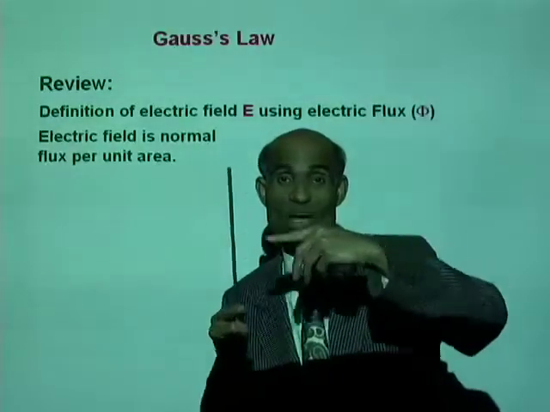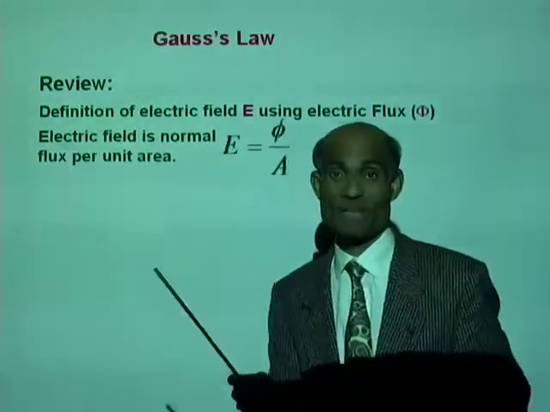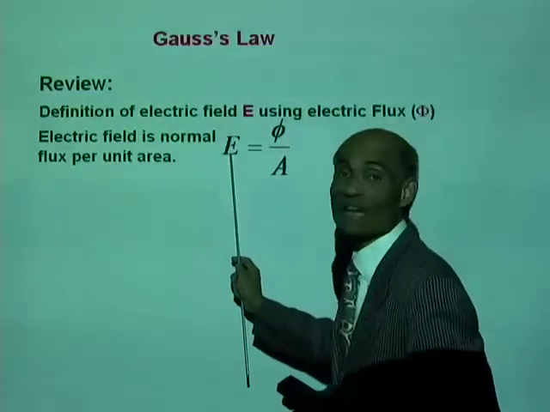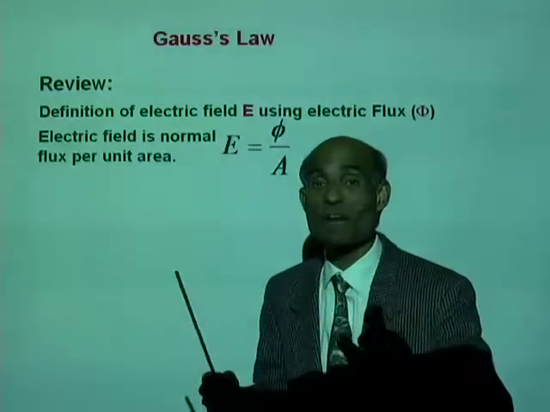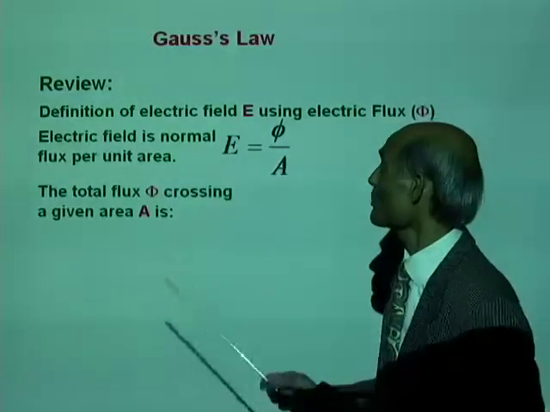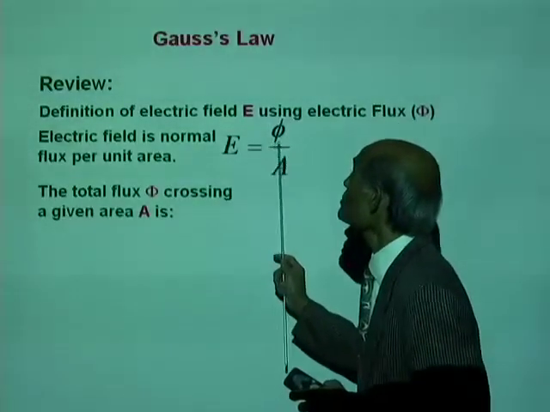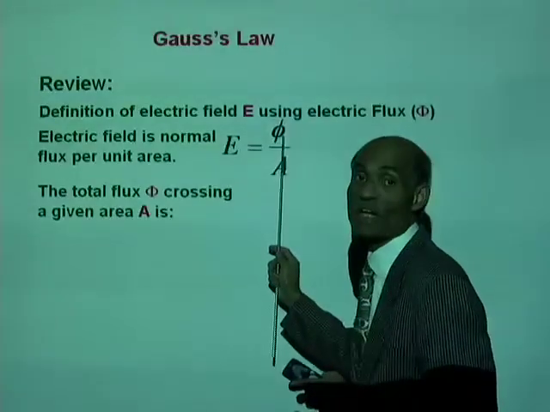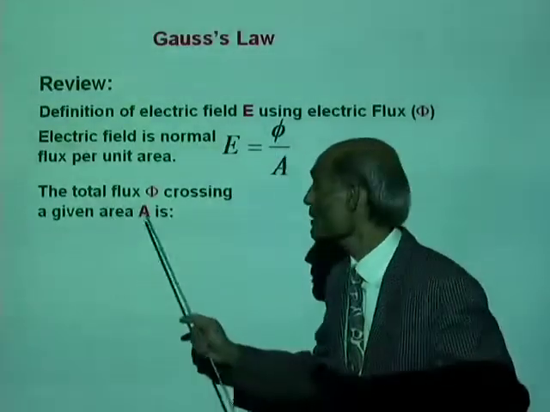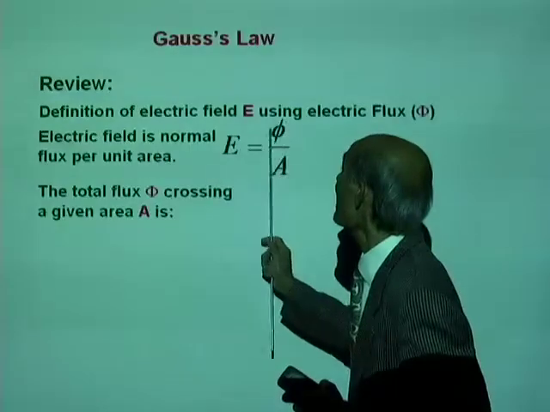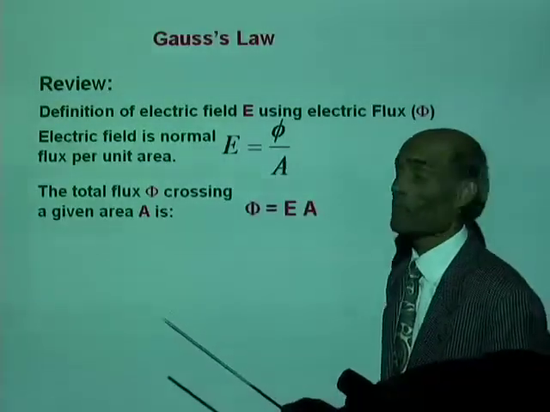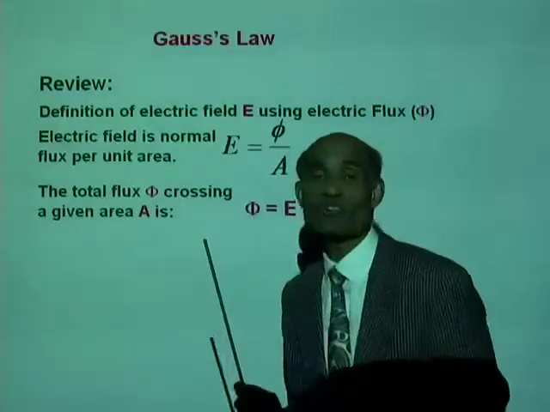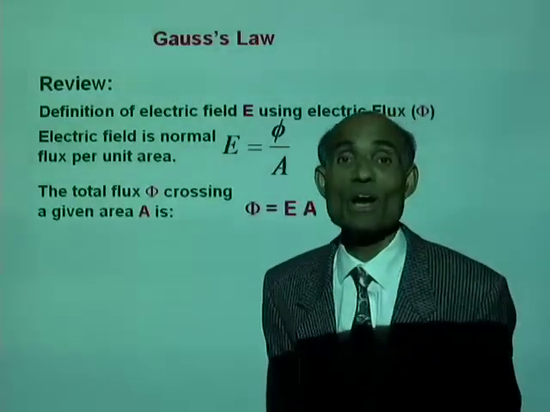Normal is at right angles. Is that right? Yes. So E, the electric field, is phi divided by the area, flux per unit area. That means the total flux phi crossing a given area A will be phi equal to E times A. We will use both these concepts in developing Gauss's law.